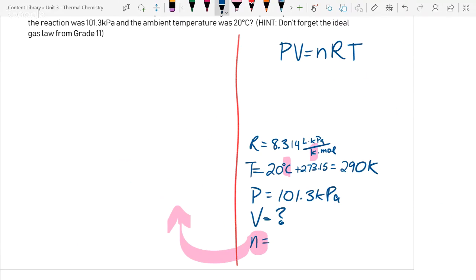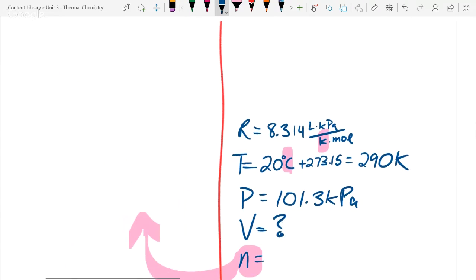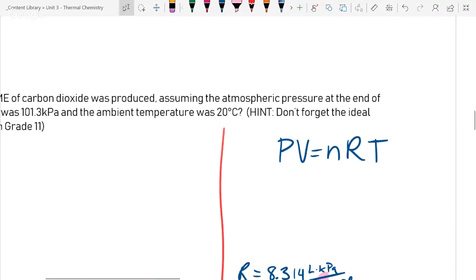Okay? Remember, when you add sig figs, you don't count significant figures. You make sure that it is the lowest number of decimal places. In this case, to the nearest 10. And this is measured now to the nearest 10. Okay, so the only thing you're missing is n. So this is going to be easy.